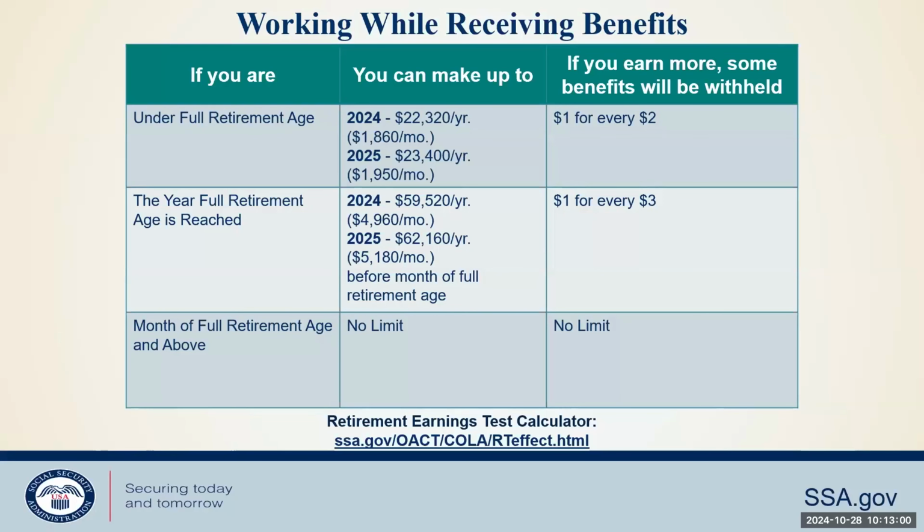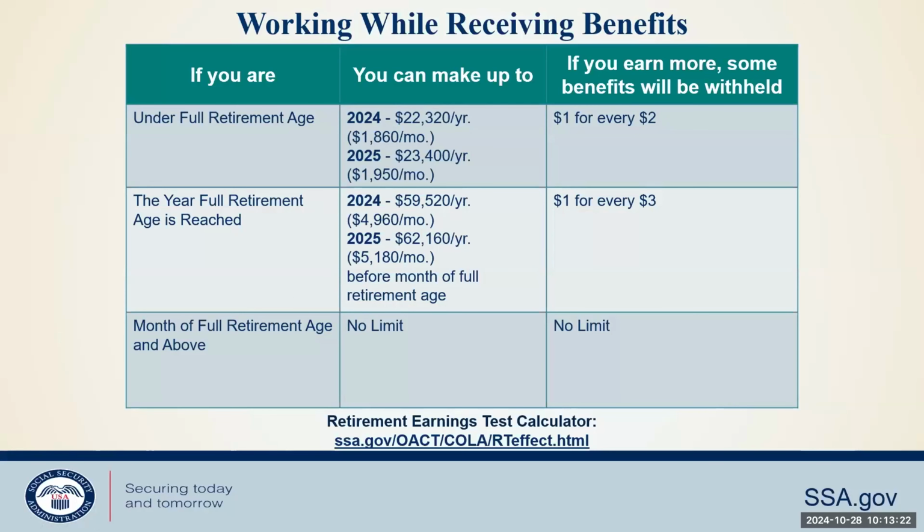Remember that chart I just showed you? If they continue to work, Social Security will look at how much they're earning through their wages. And we're only going to look at wages, okay? So we don't need to look at any other form of income here. It's strictly what you're working for while you're receiving your reduced retirement Social Security payment.